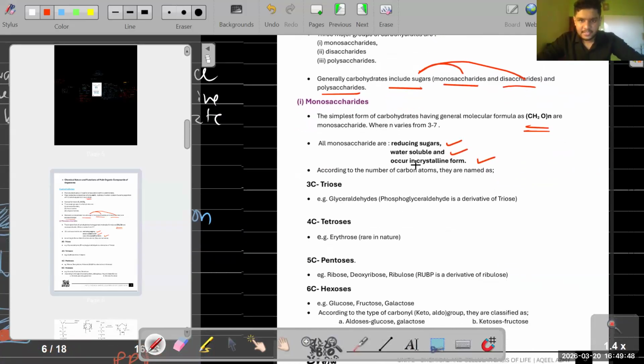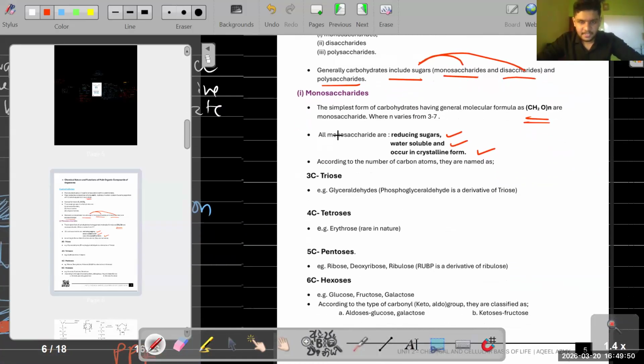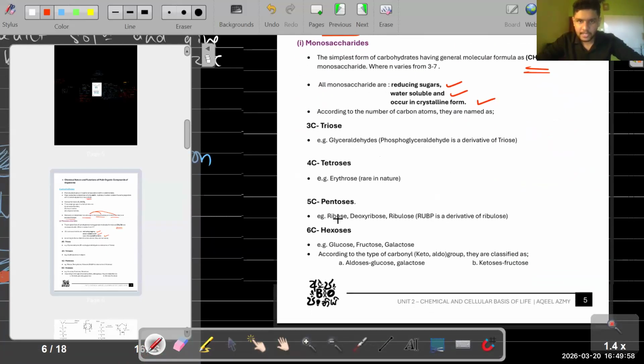Okay, then you can understand these three properties. These three are the properties that are present in a monosaccharide. According to the number of carbon atoms, they are named as triose, tetrose, pentose, hexose. Right? These are the four types of monosaccharide. Now these are given like this.